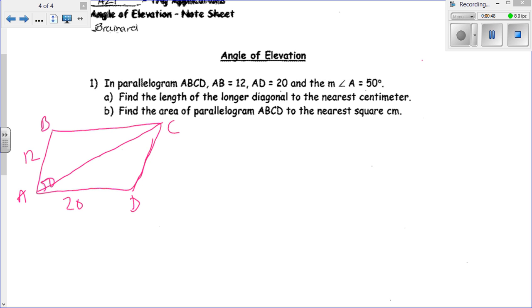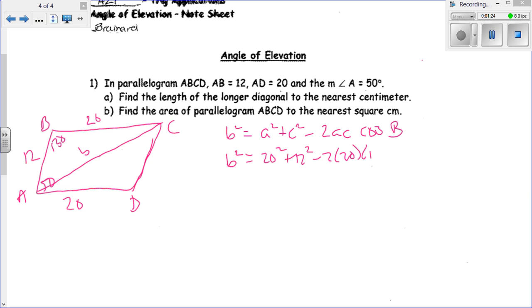Well, AC is the longer diagonal, and BC would be 20 because it's a parallelogram. So I need to find B. So I need to start and end with B. B squared is equal to A squared plus C squared minus 2AC cosine B. Angle B is 130 because those two angles need to be supplementary. So B squared is equal to 20 squared plus 12 squared minus 2 times 20 times 12 times the cosine of 130.